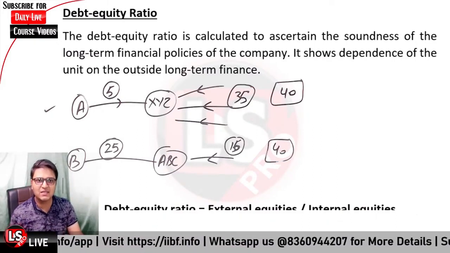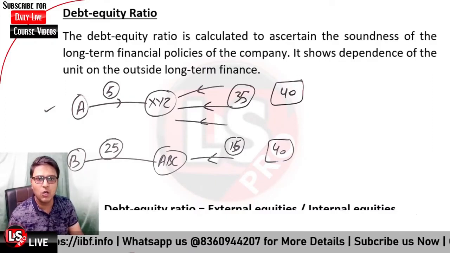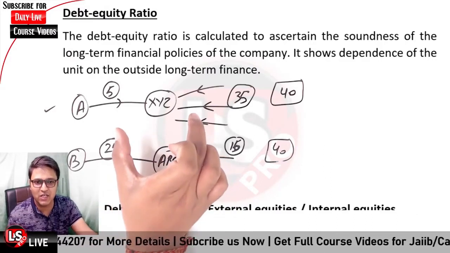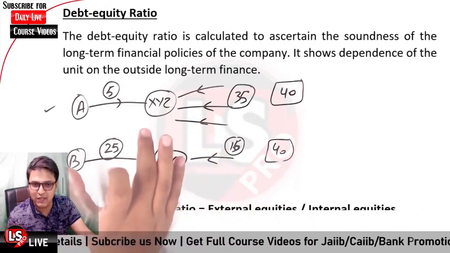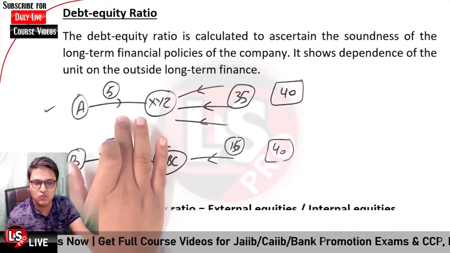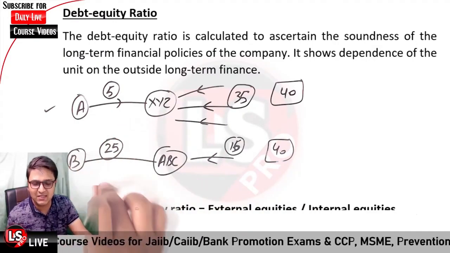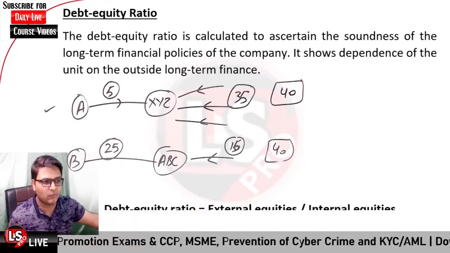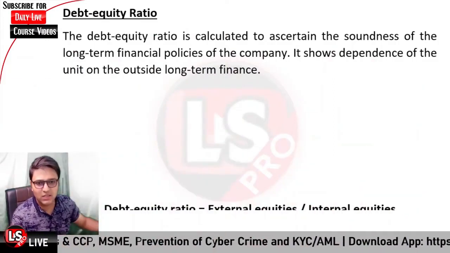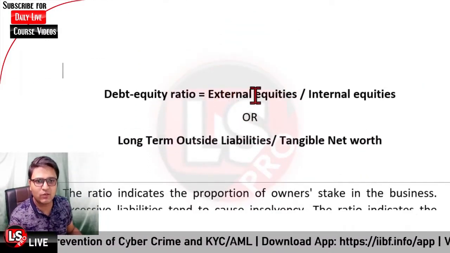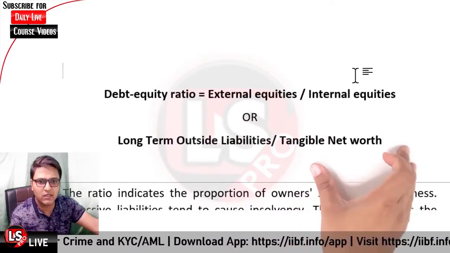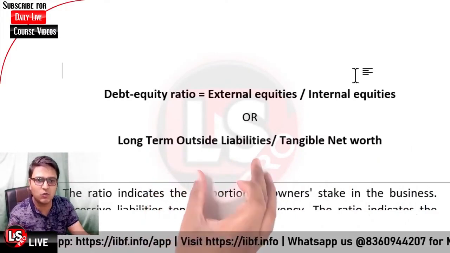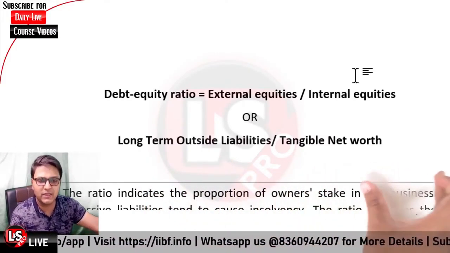DER is calculated to ascertain the soundness of the long-term financial policies of the firm. If you have very high financial leverage, that is a riskier proposition and that is not required. So if DER is lesser, you can say the company is somewhat secured. Now what is the definition of it? The ratio can be calculated as external equities divided by internal equities, and the formula that we'll be using in the numerical is the long-term outside liabilities divided by tangible net worth.